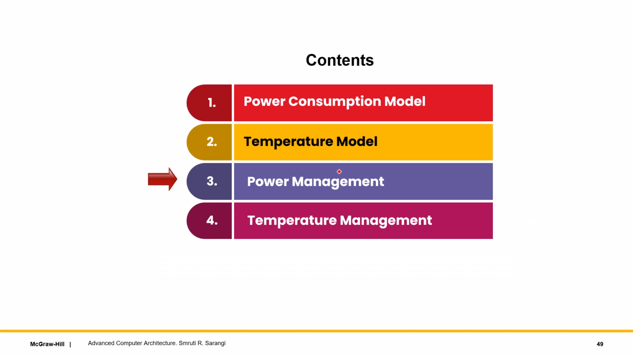So we have now discussed the power consumption model and the temperature model. We are all set to look at methods for power and temperature management, in the sense that we now know how power is dissipated and how the temperature increases. So we should now look at how we manage the power and temperature effectively. This is the subject of the next lecture.